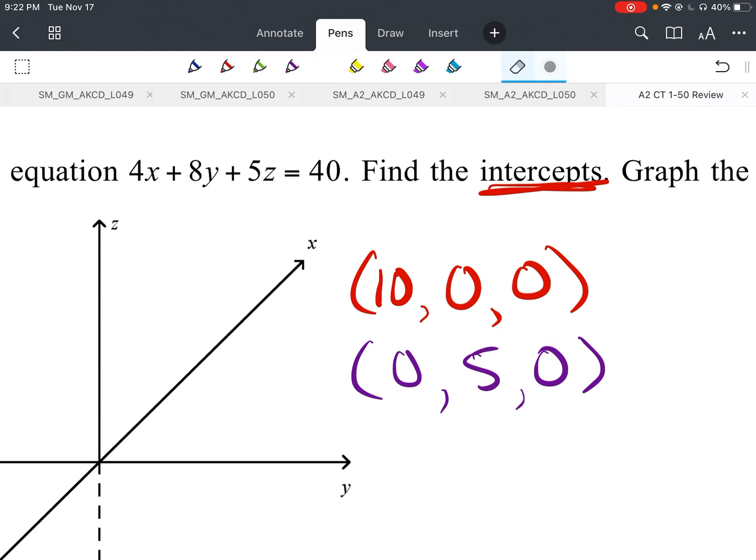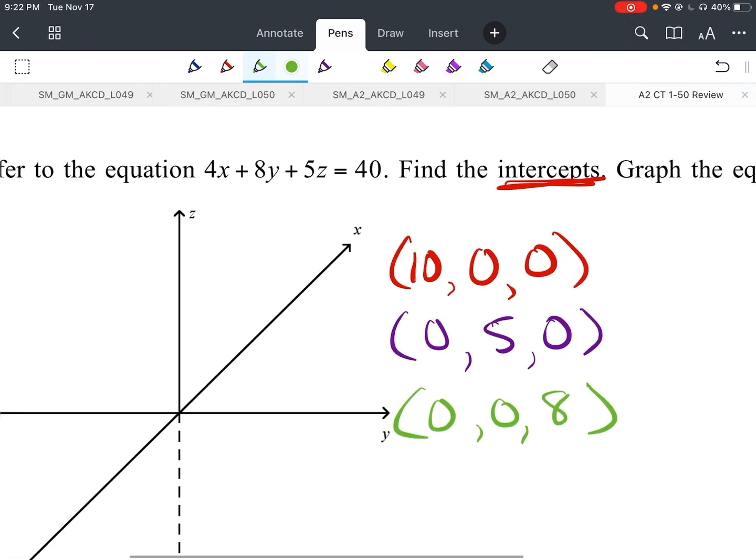And the last one would be to do the z value here. And so we do 0, 0, because the x and y are both 0. That's what the intercept is. And then 5z is 40, so that would be 8. Okay, so now I have my 3 points, and now I've got to plot these in 3-dimensional space.